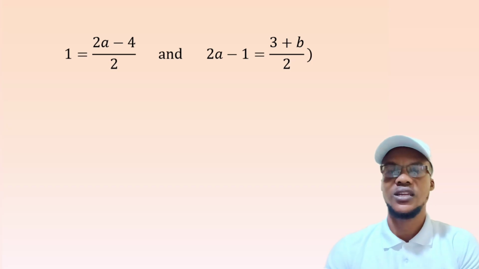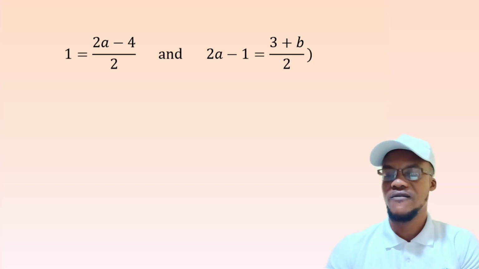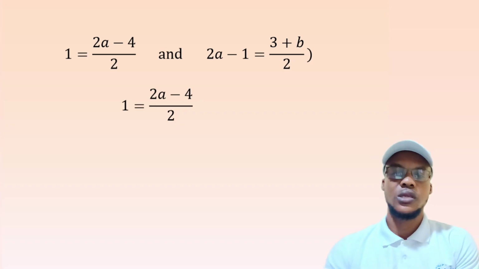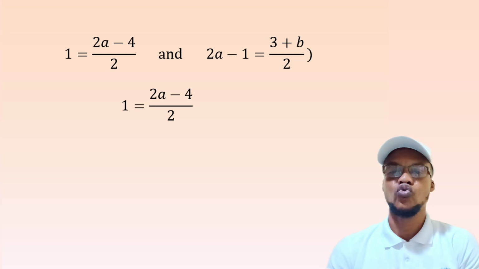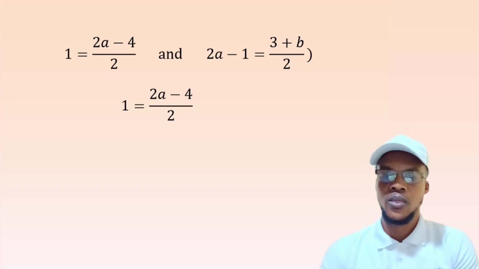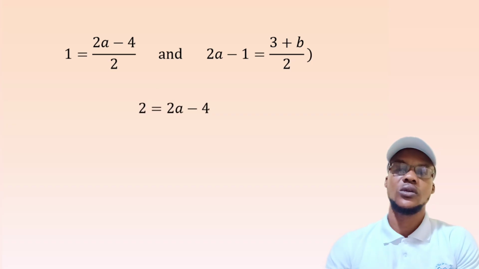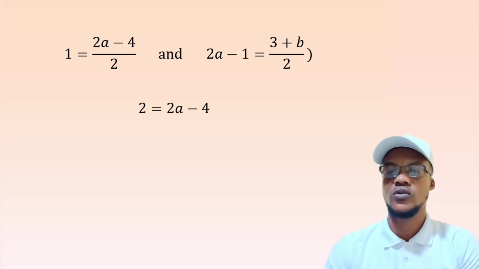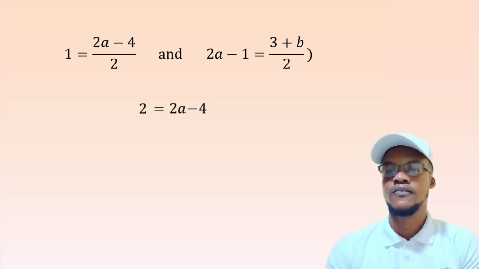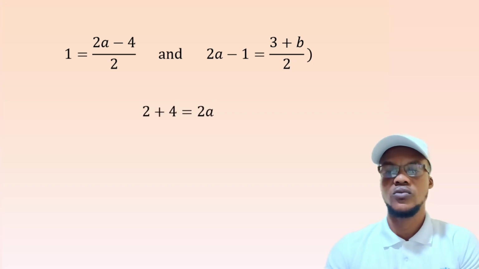Let's take the first one and look at how we can solve that. We have 1 equals (2a minus 4) divided by 2. Here we can find the LCM, which is 2, and multiply through. Multiplying 2 by 1 gives us 2, equals 2a minus 4. Then we group like terms. We can transpose the negative 4 to the left side, and that will give us 2 plus 4 is equal to 2a. Then if we simplify, we are going to get what?